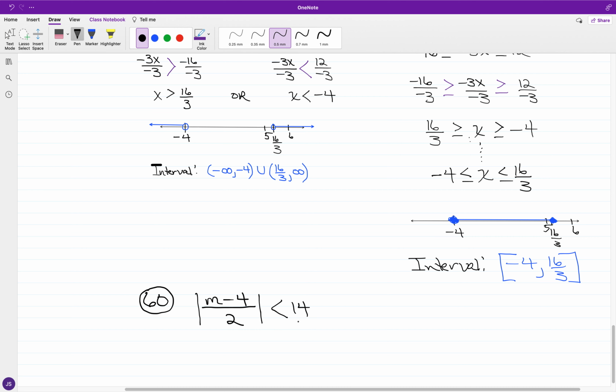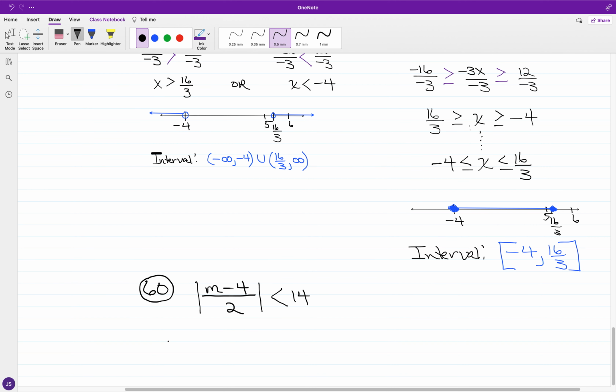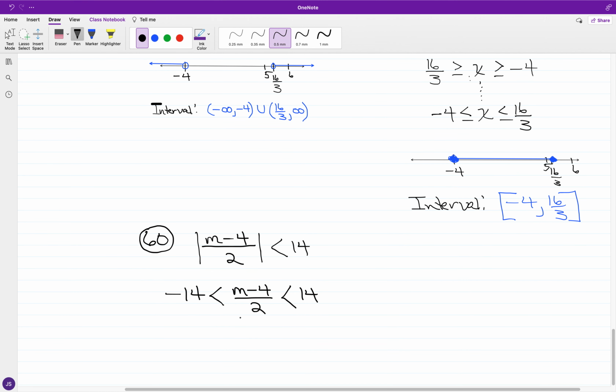So if the direction is less than or equal to, once again you will have a compound inequality, and so k is 14, and removing the absolute value sign, we end up with negative 14 is less than m minus 4 over 2, which in turn is going to be less than 14. And then taking care of the fractions, I'm going to multiply everything by 2. Since I'm multiplying by a positive 2, the inequality directions will remain the same.